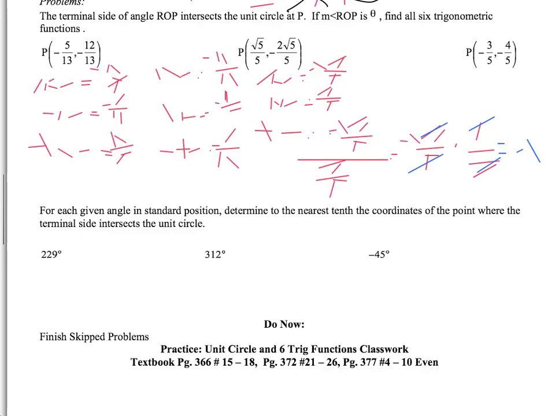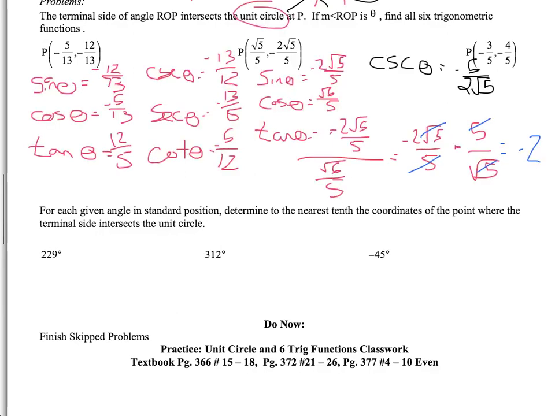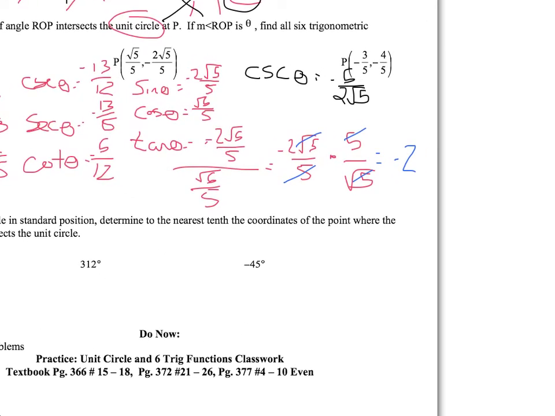Cosecant, flip the fraction. So cosecant is going to be negative 5 over 2 radical 5. Now what's wrong with that? There's a radical in the denominator, and that's not allowed, so let's multiply by radical 5. So we get negative 5 radical 5 over 10, which reduces to negative radical 5 over 2.